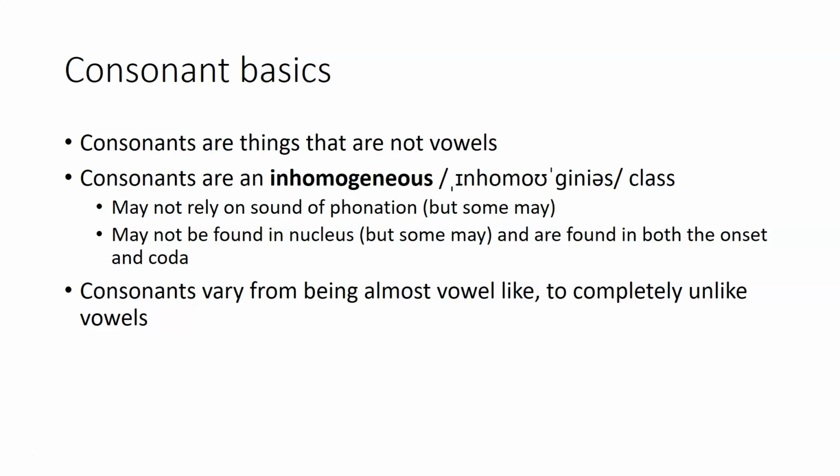Consonants are basically everything that isn't a vowel. They are an inhomogeneous class. They don't necessarily rely on the sound of phonation as a sound source, but some either rely on it or use it. They are generally not found in the nucleus, but some can be. They are found in both the onset and the coda position generally. Our consonants vary widely from being almost vowel-like to completely unlike vowels.